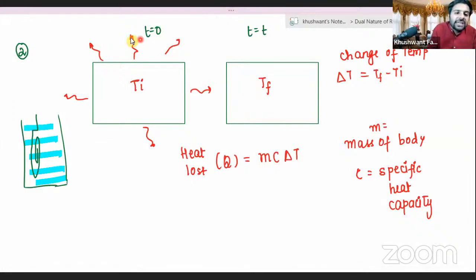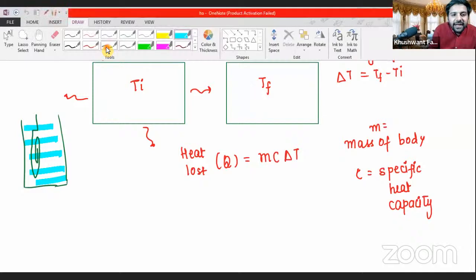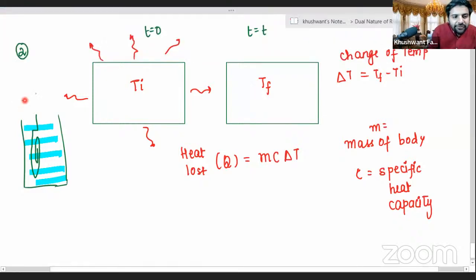Suppose the power of the heater is given as, say, we will give it a random value, 20 watt. Okay, 20 watt of power is there. What is the meaning of 20 watt? So watt is the SI unit for power.